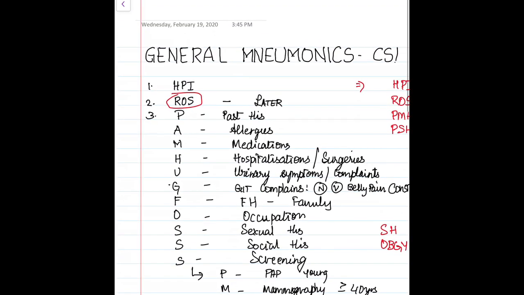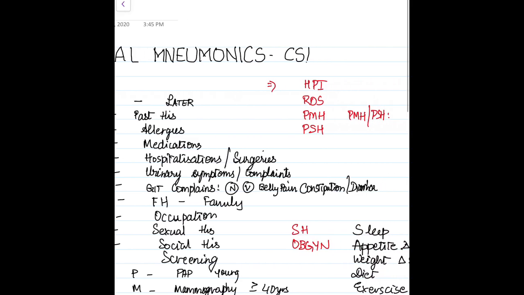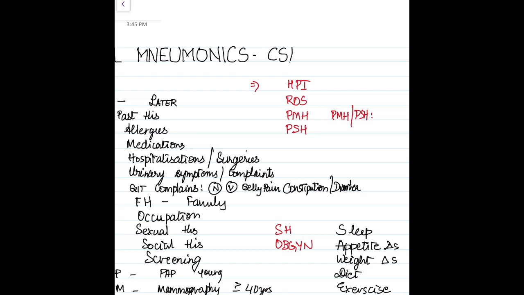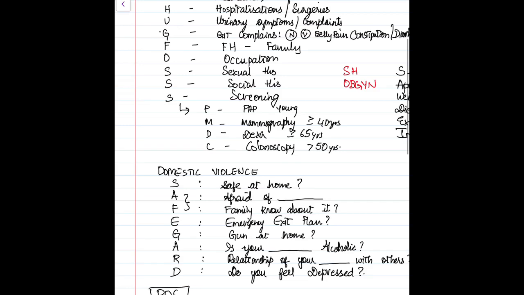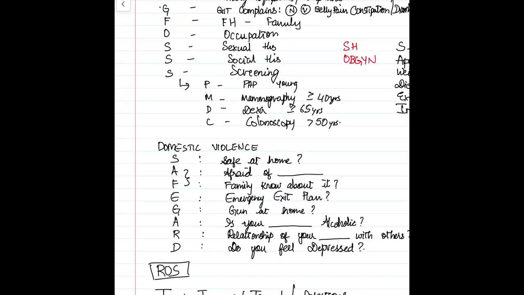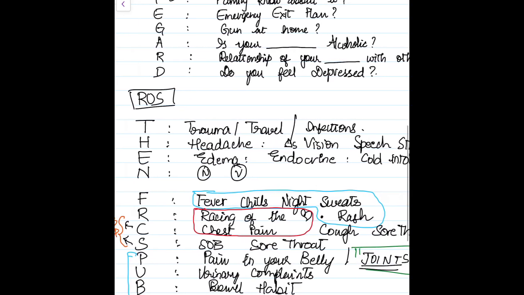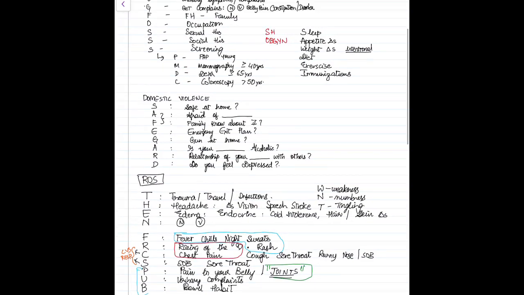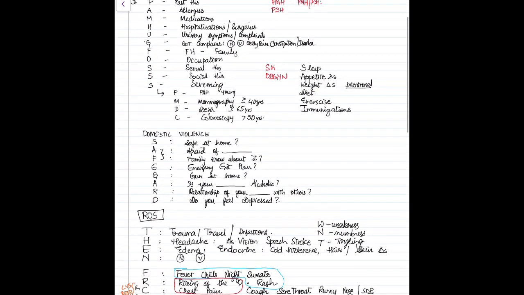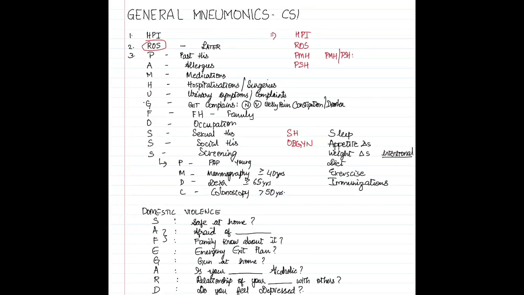To review, Pam Hug Foss, and with S there's another S, that is sleep, appetite, weight changes, diet, exercise, and immunization. And then you have the mnemonic for screening of domestic violence. And then you have review of symptoms. We don't have to use the entire ROS mnemonics for every case since we have to take a focused history and save time. Those specific ROS mnemonics for pertinent negatives will be shared in my upcoming videos. I've attached a screenshot for your revision, so good luck and thanks for watching.